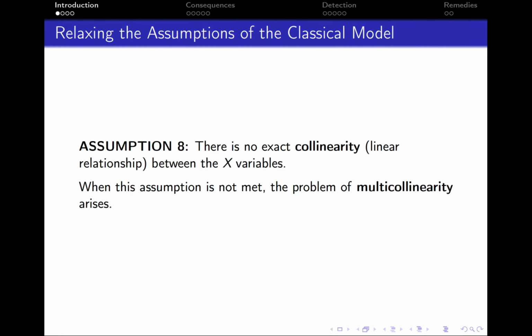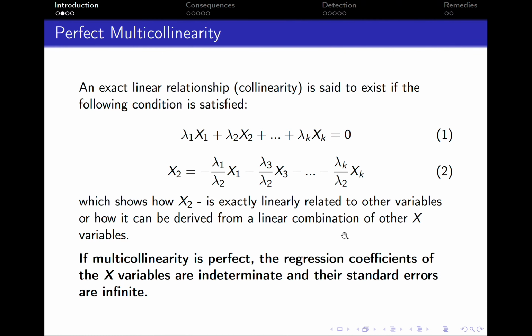So when we relax assumption number 8, there is no exact collinearity or linear relation between the x variables, we might get the problem of multicollinearity. So multicollinearity arises when there is some linear relationship between the x variables. This linear relationship can be either perfect or not that perfect. Let's start with the case of perfect linear relationship or perfect multicollinearity.